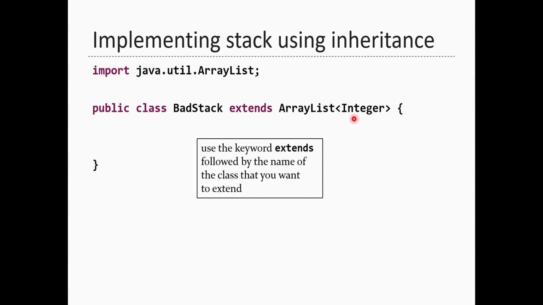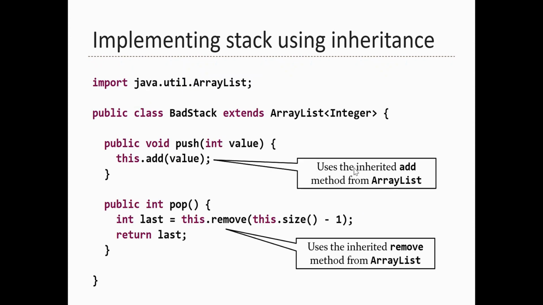So this is the parent class or superclass. That's the child class. That's it. You've now extended ArrayList. Now I need to add a push and pop method. So how do I push an element onto a stack? Well, I add an element to the end of the list.